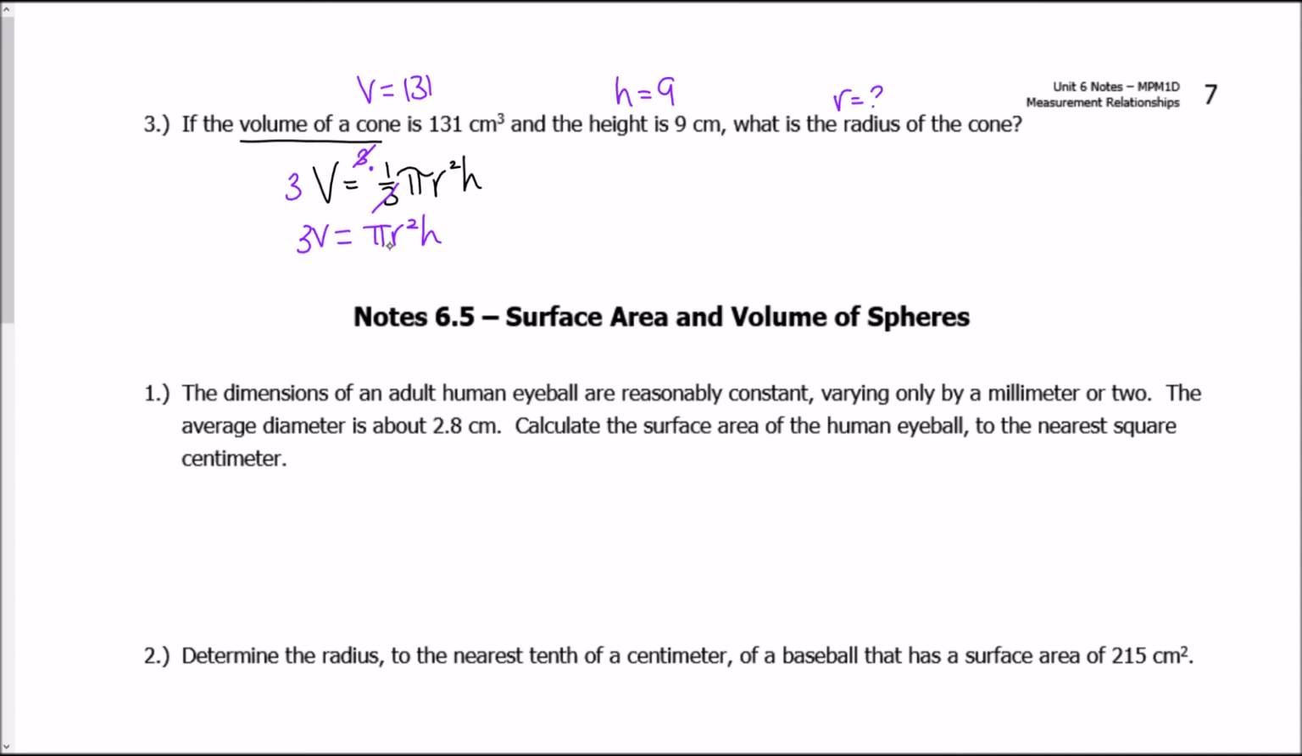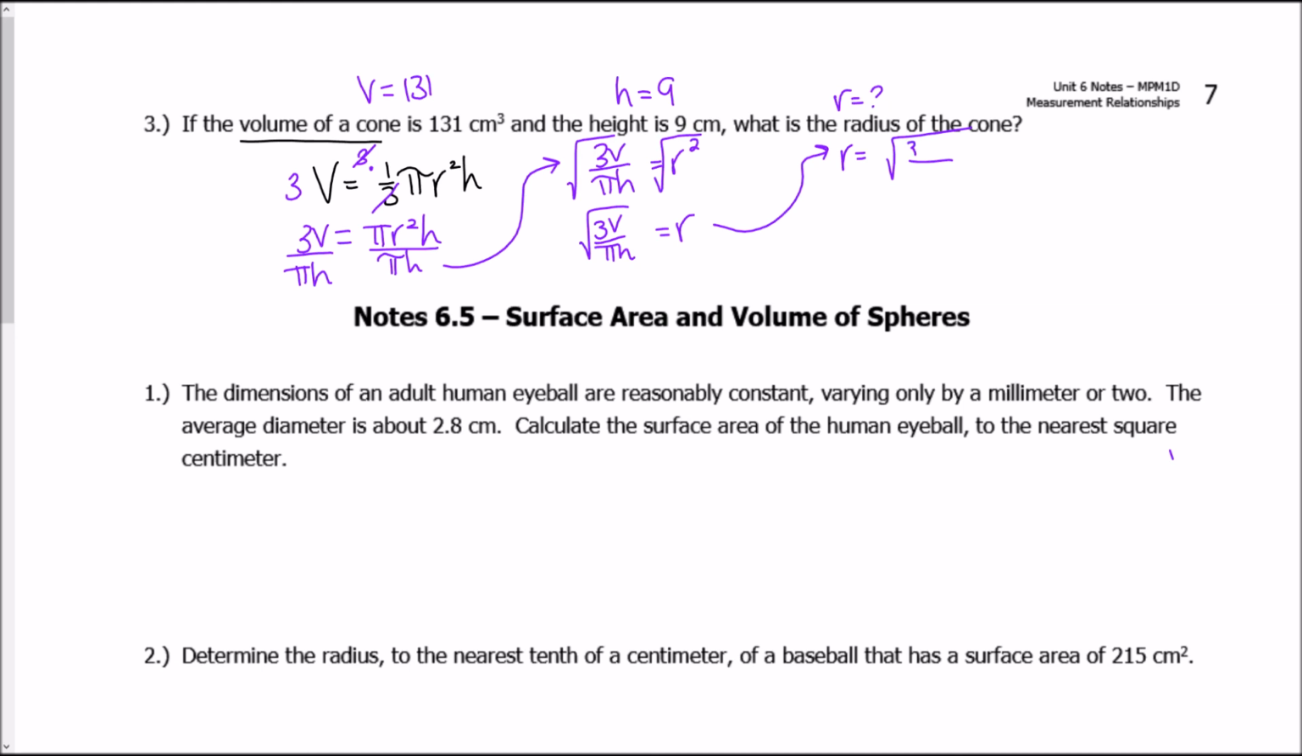Now, in order to get the r squared alone, I need to get rid of the pi and the h. So I'm going to divide both sides by pi h. I'm going to rewrite this as 3v over pi h is equal to r squared. And then to get this r alone, I need to square root both sides. So I'm going to square root both sides, and I end up getting r equals the square root of 3v over pi h. Now that I know that r is the square root of 3v over pi h, I'm going to plug in that information.